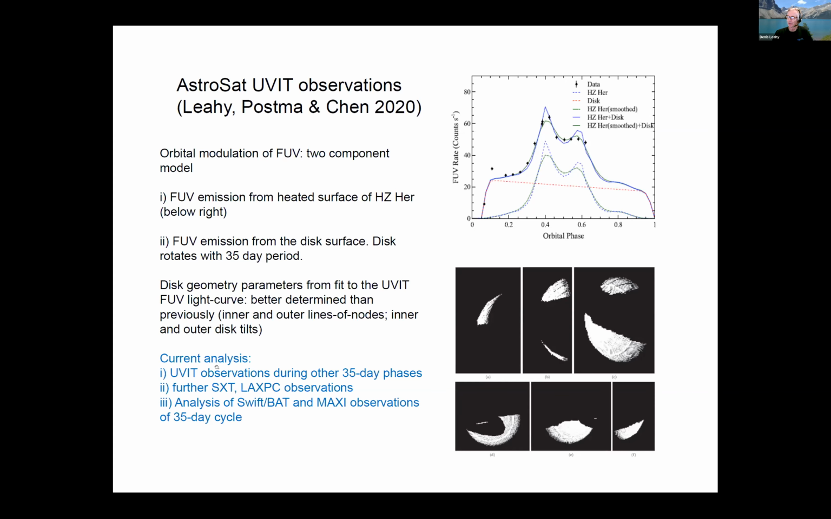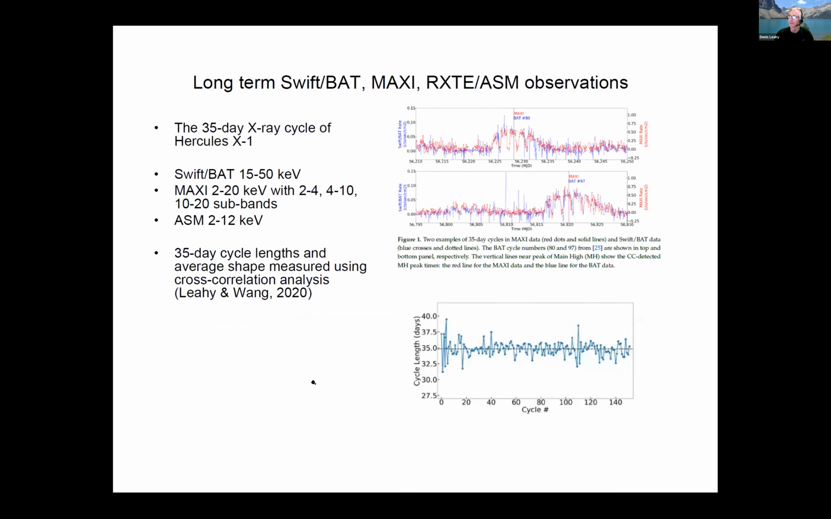So ongoing data is, we've got several other observations during other 35-day phases, which show modulation, which is quite different, but a strong modulation. So we're working on using that. It's a very strong constraint on the shape of the accretion disk because it's very sensitive to the shadow.